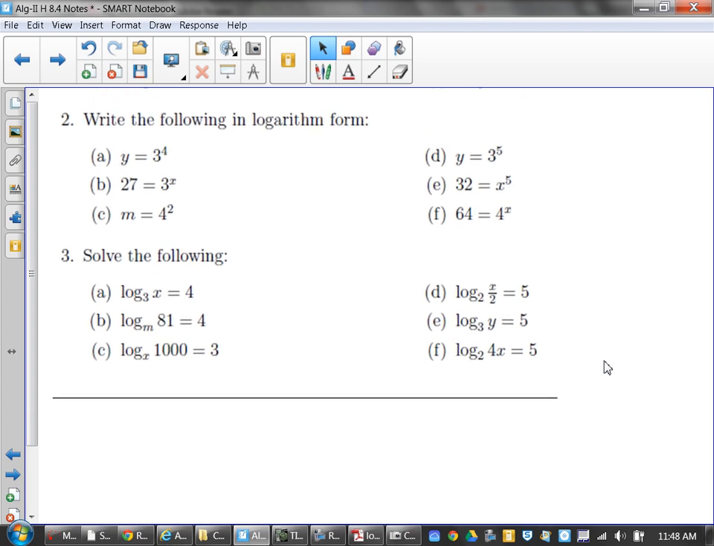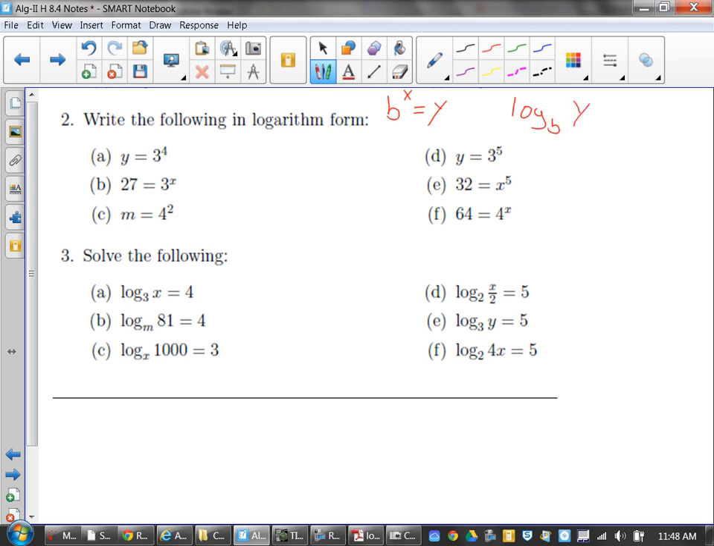Now going the other way into the log form. This is the one we haven't done yet. I haven't even shown you an example yet, just to see if you can do it. I get it. So it's b to the x equals y, therefore log base b of y is x. Your base is always your base. That's a good way to think of it. So we have log base 3 of y is 4. You okay with that?